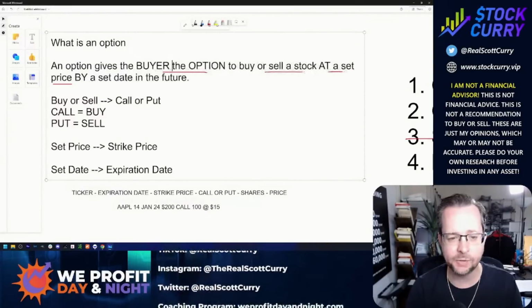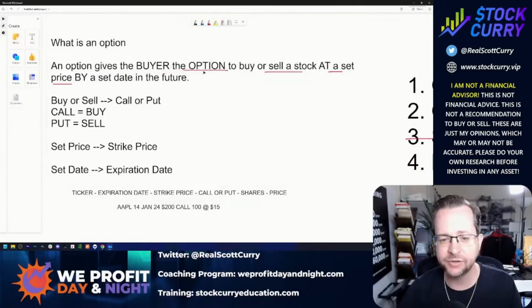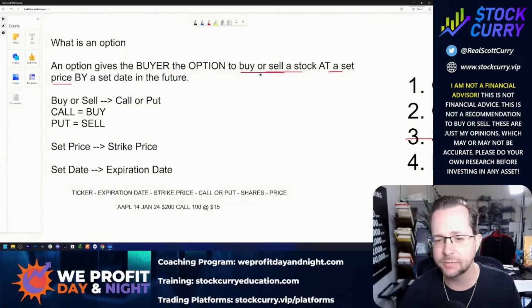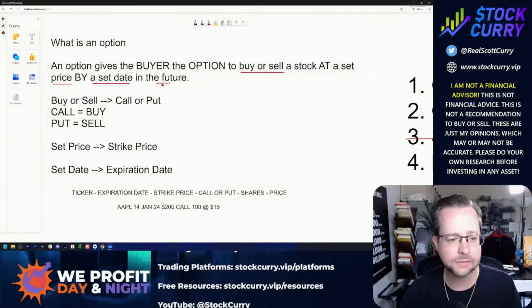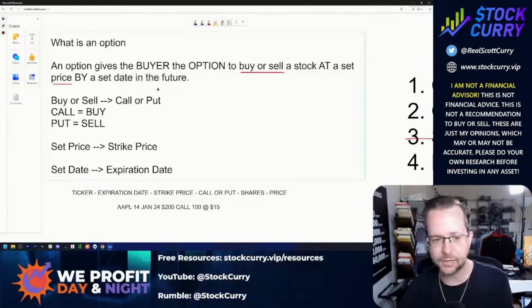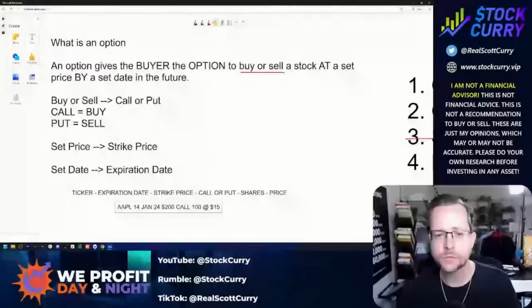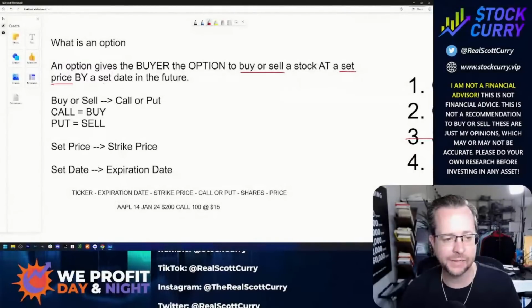Buyer. This is very important. You have to understand it gives the buyer the option. Okay. An option gives the buyer an option to buy or sell a stock at a set price, set date. A buy or sell at a set price by a set date.